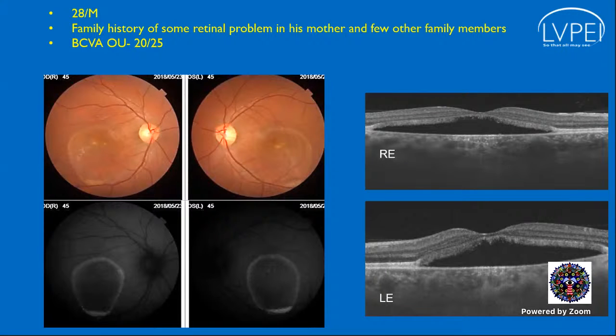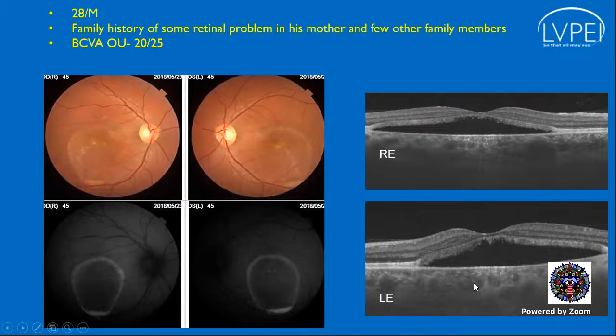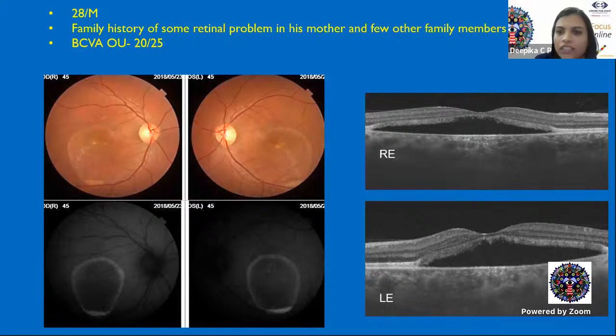ERG to know the vascular. Okay, any other? And FFA, ma'am. Okay, fine. I'll go ahead with what investigation we have to be proceeding.